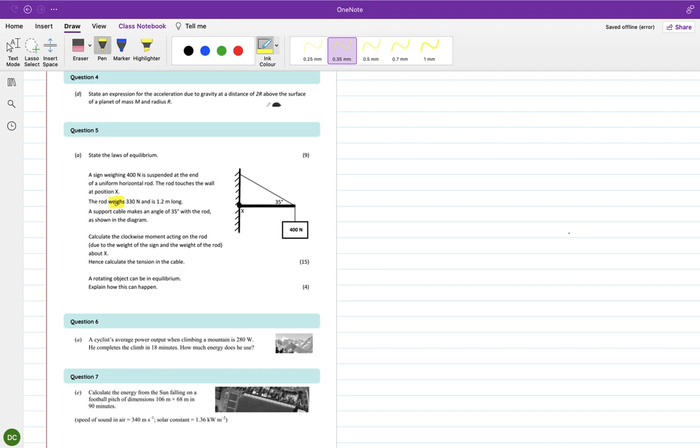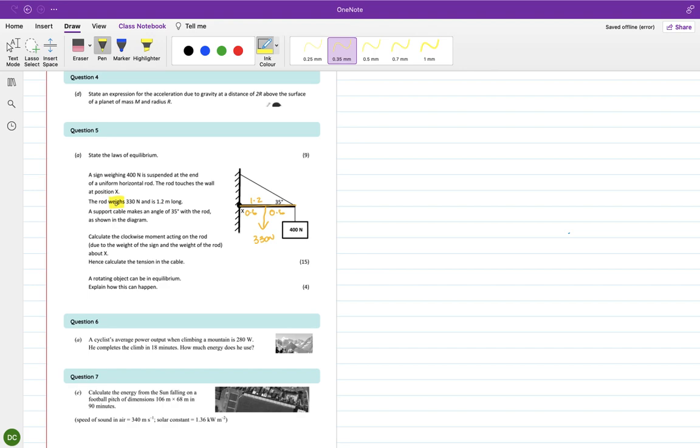Okay, so if it weighs 330 newtons, the weight is going to be a downward force acting through the center of gravity. So if this entire thing is 1.2, that means this side is 0.6 and this side is 0.6, because it's through the center of gravity of the rod, which is the middle. Yeah? So calculate the clockwise moment acting on the rod due to the weight of the sign and the weight of the rod about X, and then calculate the tension.